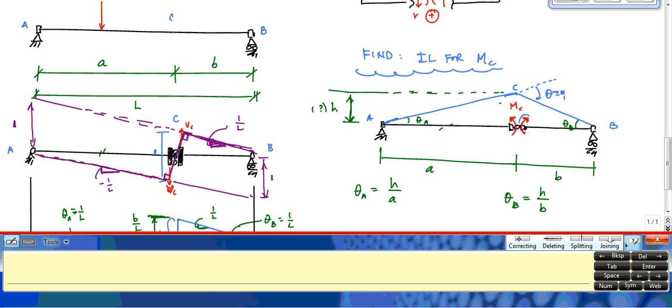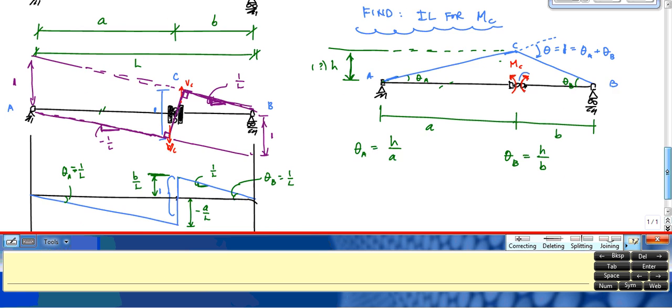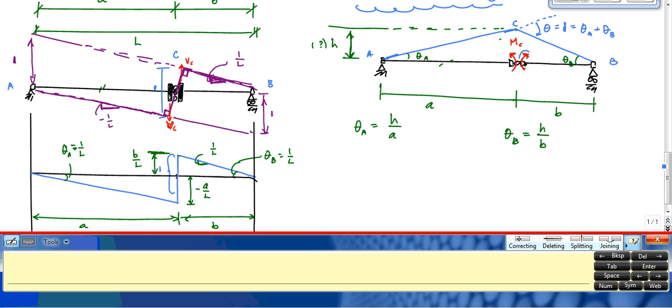What that means is that this theta right here is equal to 1, which, if you use similar triangles or parallel lines and all this angle stuff, is theta A plus theta B. And that's it. So theta A plus theta B equals 1, which means now you could say H over A plus H over B equals 1, and you can solve for H from here. Solve for H. That's it. And then you would have values for the entire influence line.